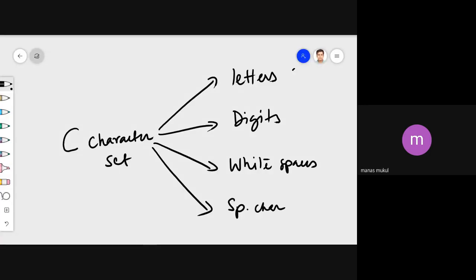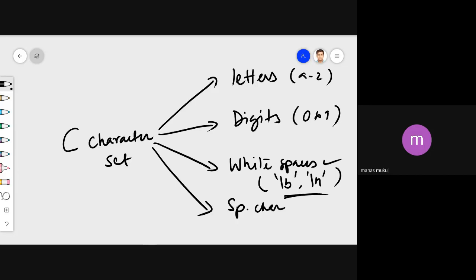So letters means A to Z, capital and small. Digits means numbers; you can talk about decimals 0 to 9. White spaces can be backspace, horizontal tab, new line, right? I will tell you exactly how you represent them. Like if you have a new line, then you represent it this way. Just as an example, you know exactly what white space is, right?